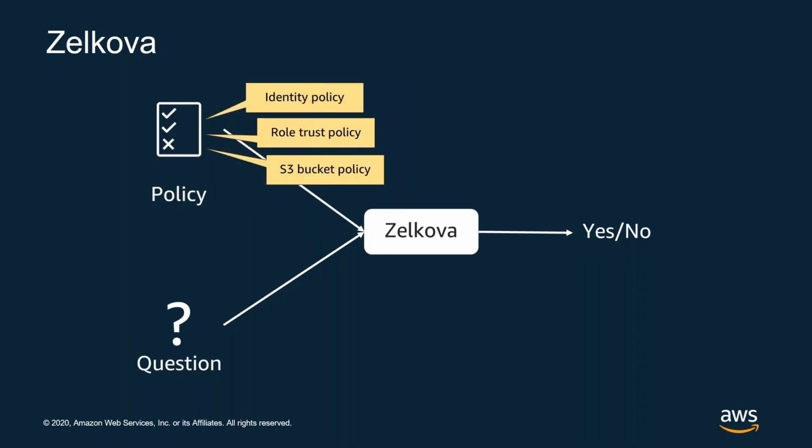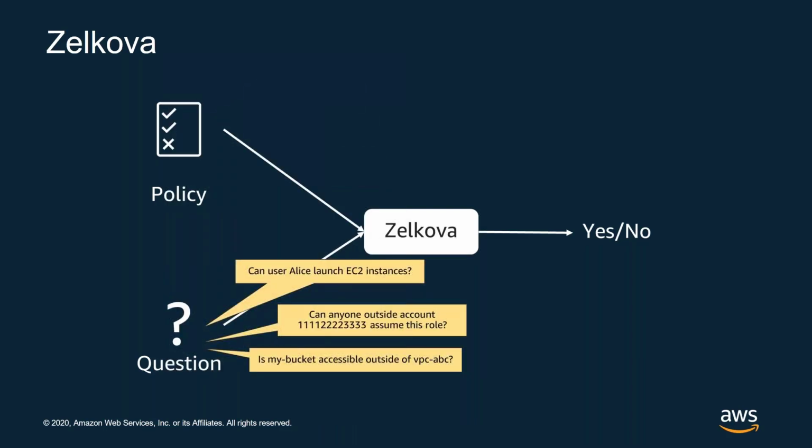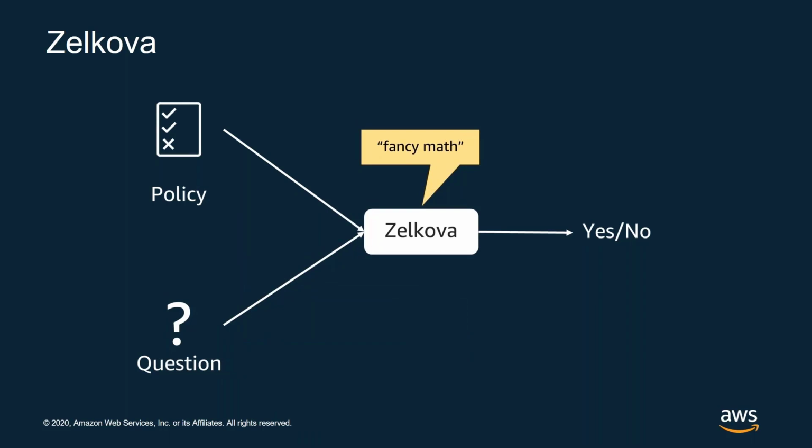So the policy could be an identity policy, could be a role trust policy, different types of resource policies like the S3 bucket policy. And the questions could be very specific as long as they are of the yes/no format. So, can Alice launch EC2 instances? Is my bucket accessible outside of VPC ABC? So they need to be specific yes/no questions. And Zelkova basically uses automated reasoning, or what I'll call fancy math, to evaluate the policy based on the question and provide a yes/no answer.